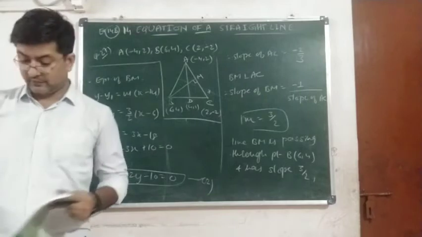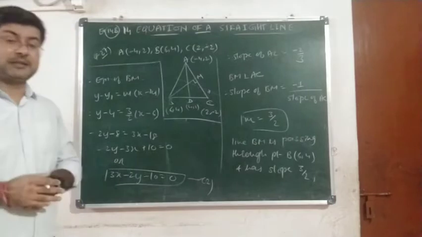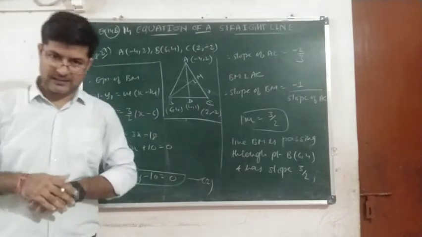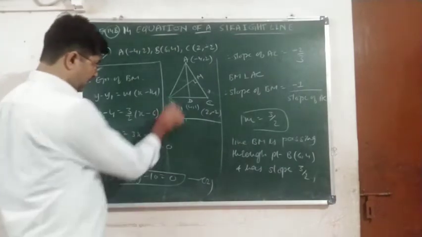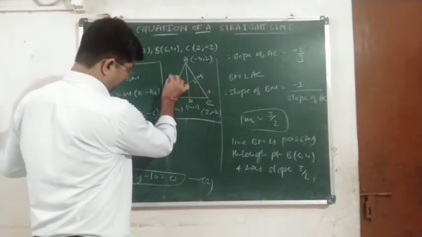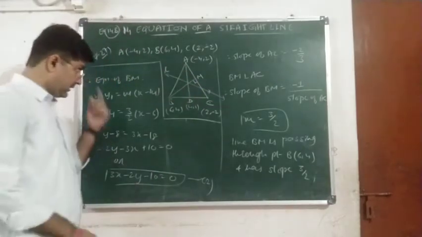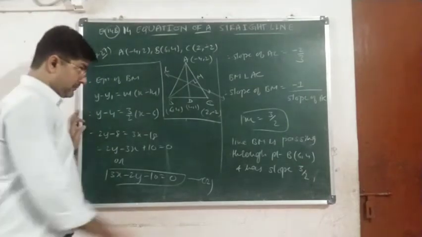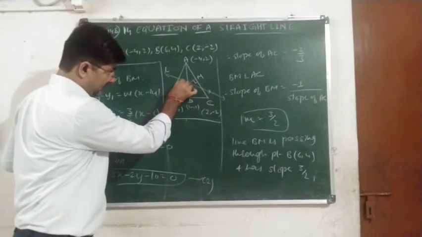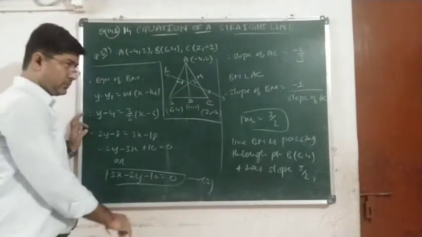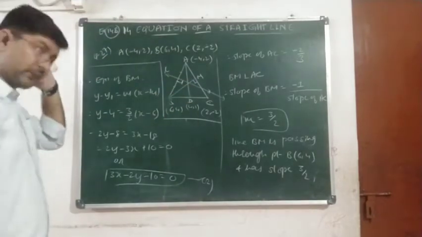Now third one, equation of right bisector of AB. Now what is the right bisector of AB? So we know that the right bisector means the perpendicular bisector of any line. Clear? So suppose this line L is the perpendicular bisector of AB. It means line L divides the line segment AB into two equal halves. Yes or no? In other words, line L is passing through the midpoint of AB.